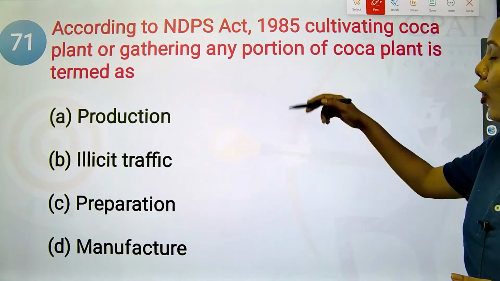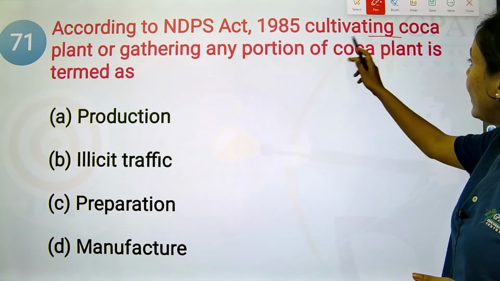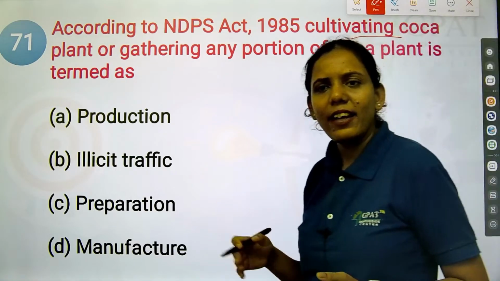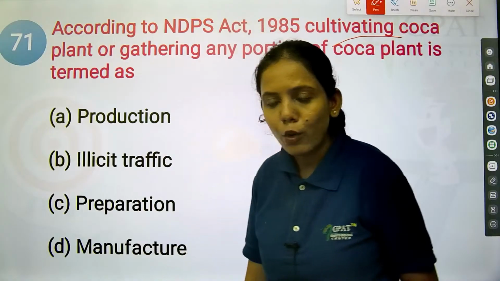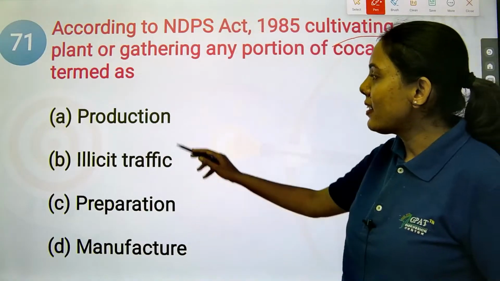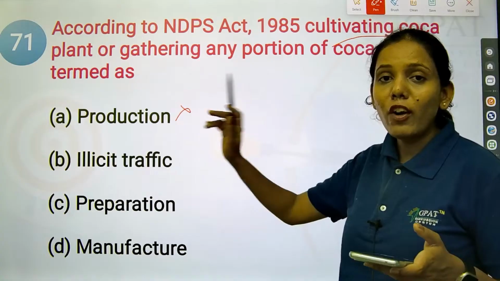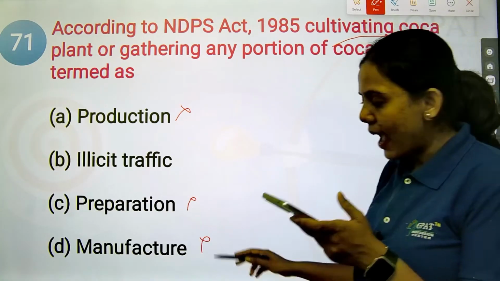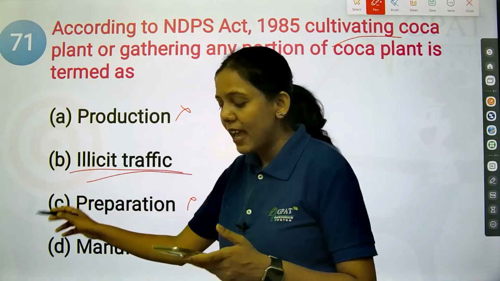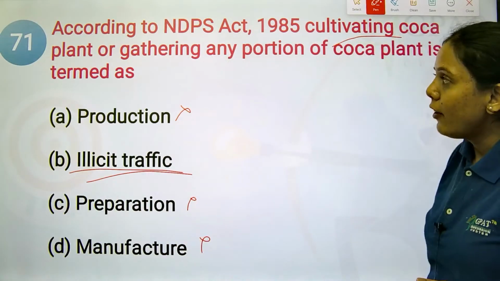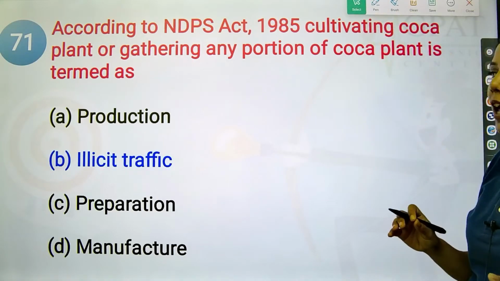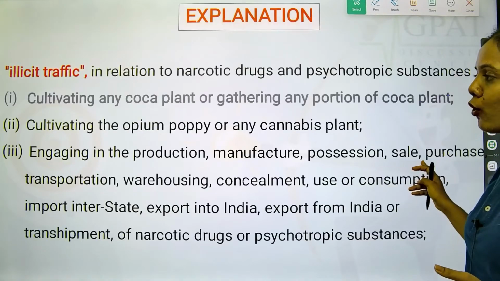Okay, fine. According to NDPS 1985, cultivating coca plant or gathering any portion of it, according to this act, anything related to psychotropic substance is not production, preparation, or manufacturing. It is known as illicit traffic. If you gather any portion of the coca plant, that comes under narcotic and psychotropic substance. Okay.